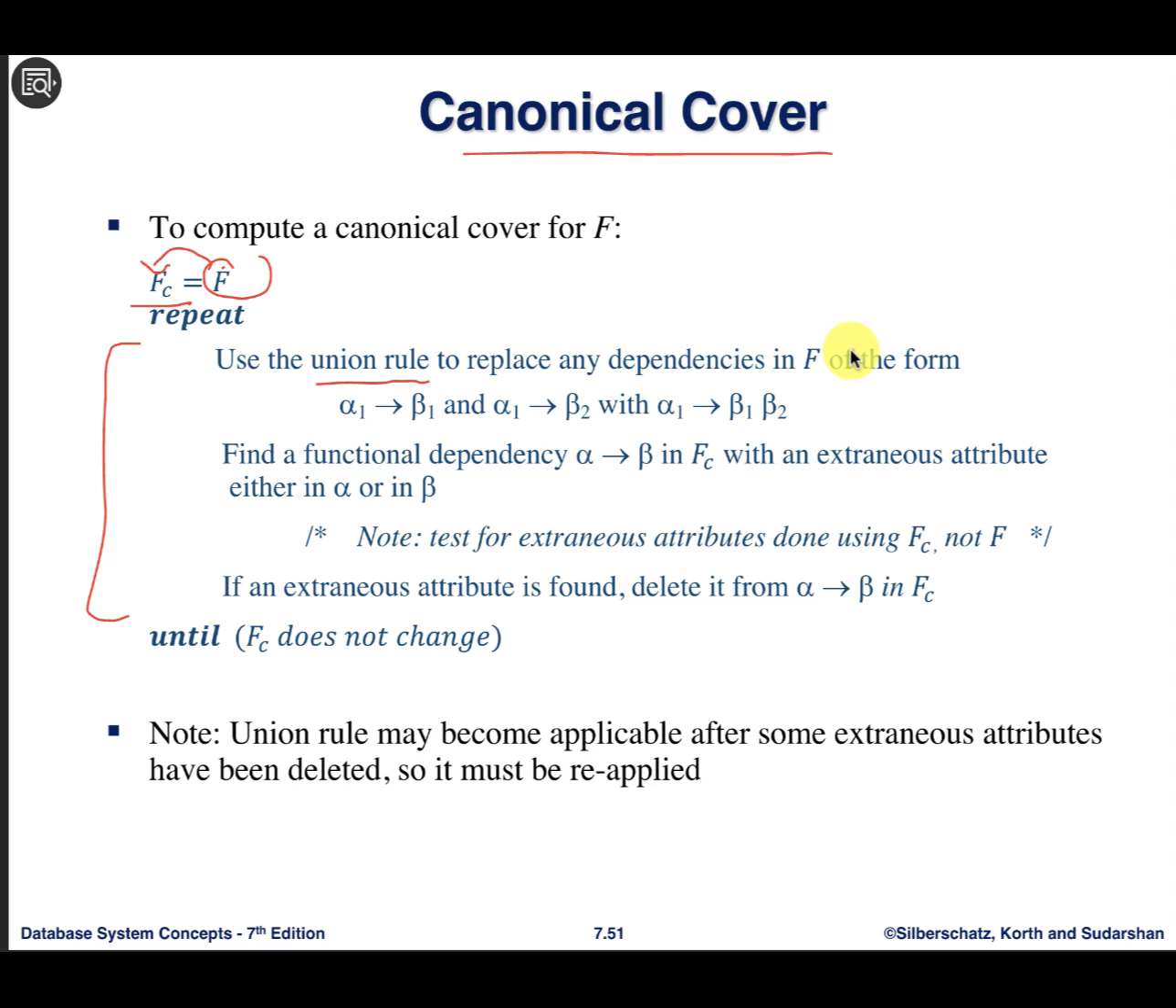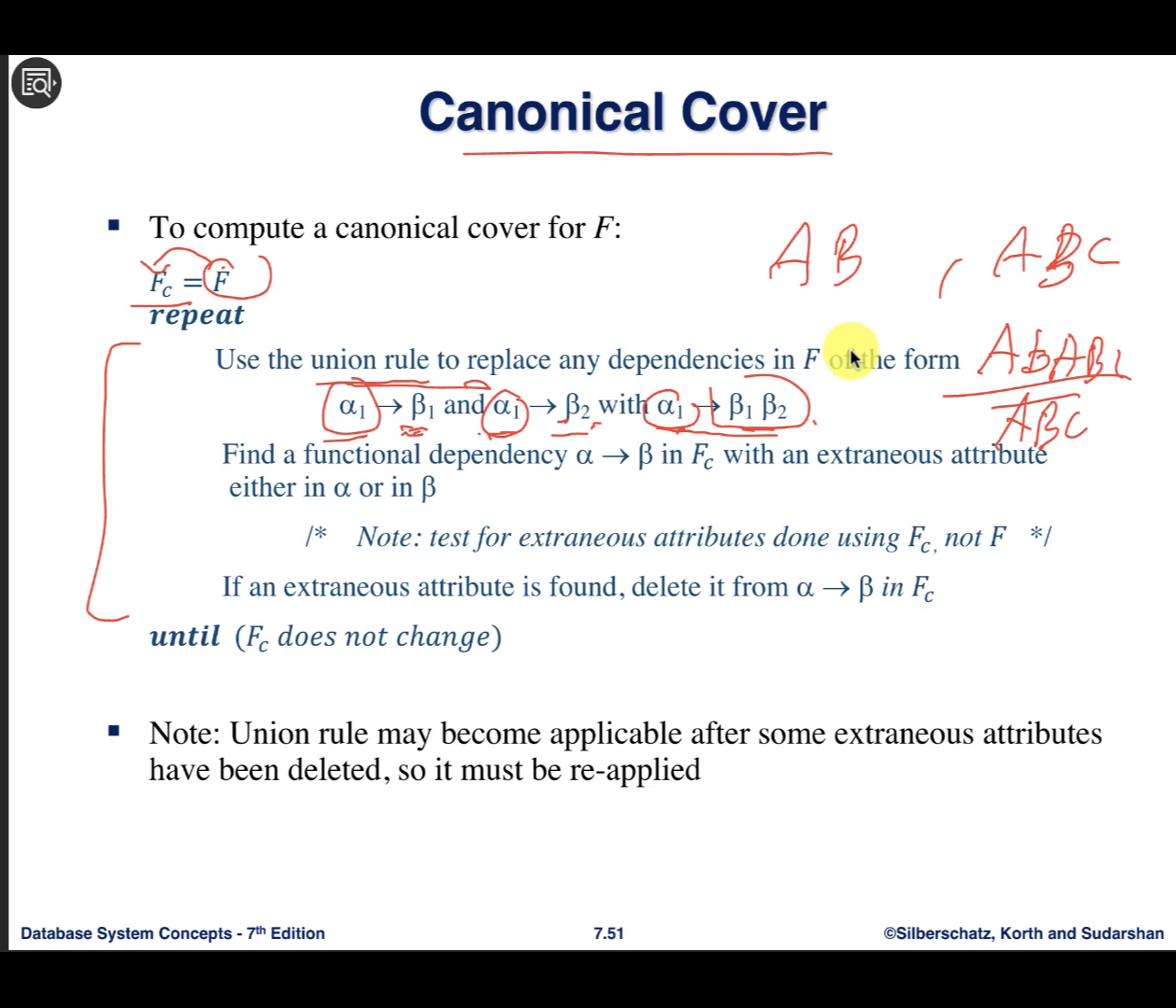So here you see alpha 1 determines beta 1, alpha 1 determines beta 2, so the left-hand side is the same, it must be unique. So you combine them using the union. How to do this one? The left-hand side appears only one time, and the right-hand side will be the union: beta 1 union beta 2. Okay? Of course, if you have beta 1, for example, AB, and beta 2, ABC, don't say AB, ABC. There's no AB, okay? It's going to be ABC in this case.